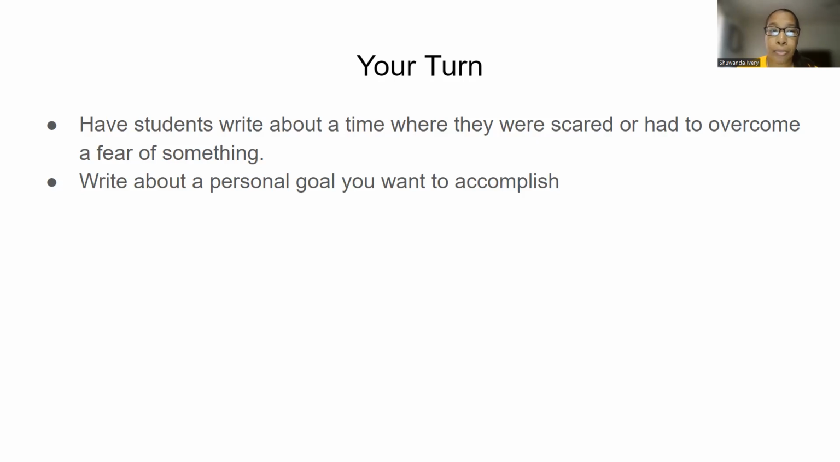Another assignment that I would probably have an older grade level do is write about a personal goal that you want to accomplish. It could be one goal, two goals, three goals, but again, it is something that they can tell a story about, which is what a narrative is. It's their story, it's what they've been through, it's what they can relate to, it's what they can connect to.